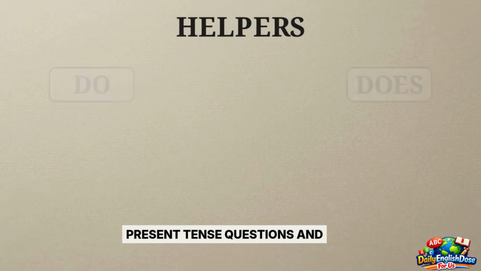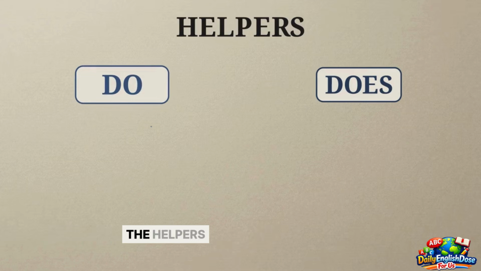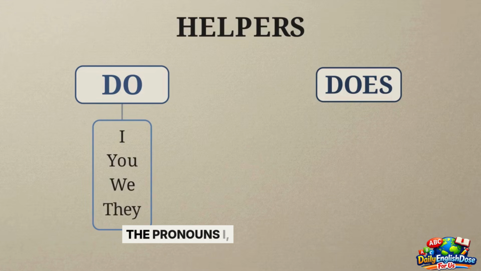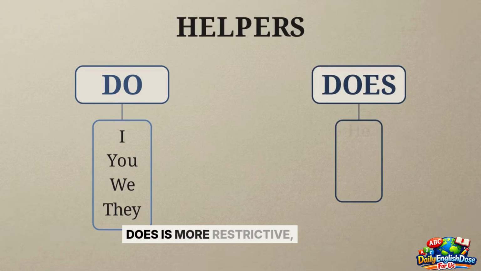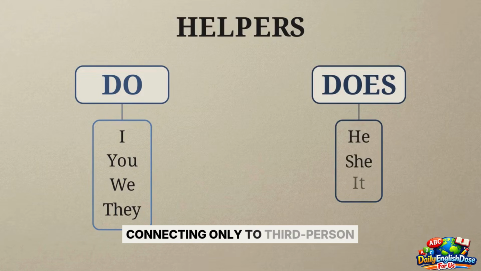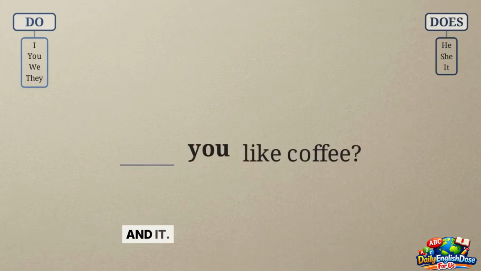Present tense questions and negative statements require structural anchors. The helpers do and does. Do connects to the pronouns I, you, we, and they. Does is more restrictive, connecting only to third-person singular subjects: he, she, and it.